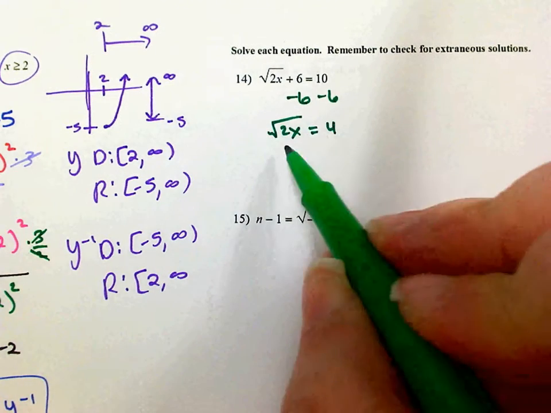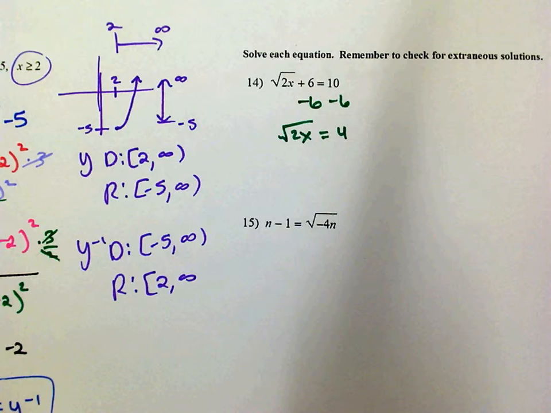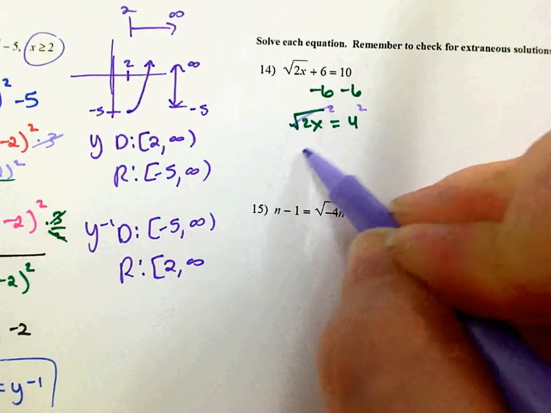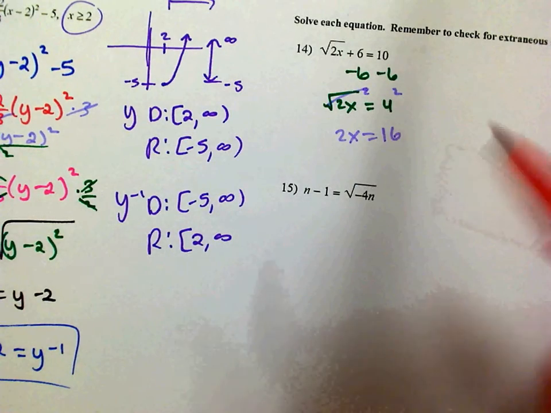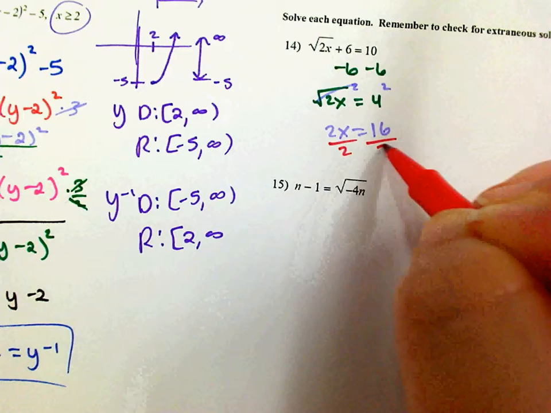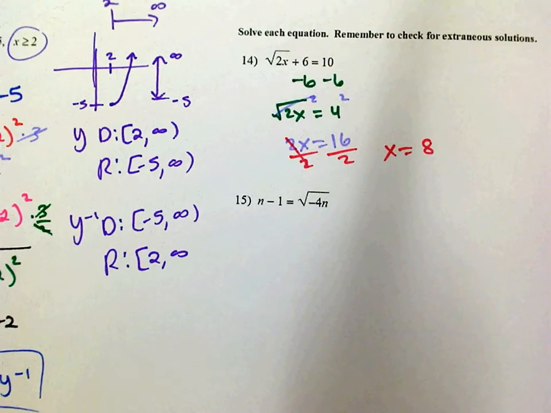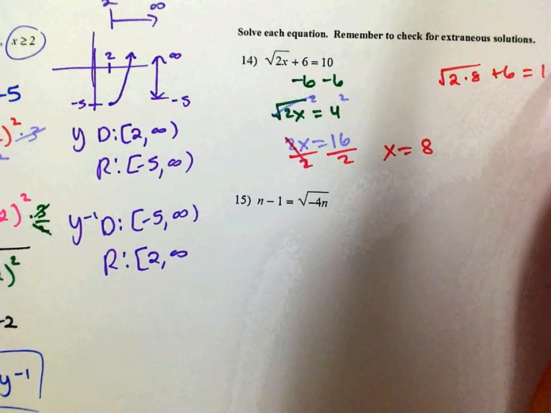If I square this side and that side, I'm left with 2x equals 16. I want to solve for x, so I divide by 2, and I'm left with 8. It's a square root, so I'm going to check. Is the square root of 2 times 8 plus 6 equal to 10? That's 16. Square root of 16 is 4. 4 plus 6 is 10. So that is my answer.